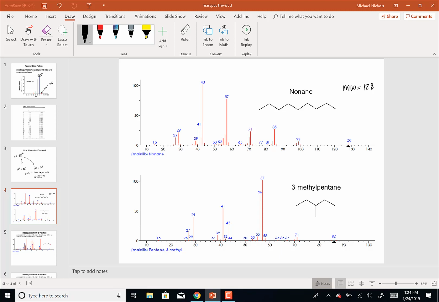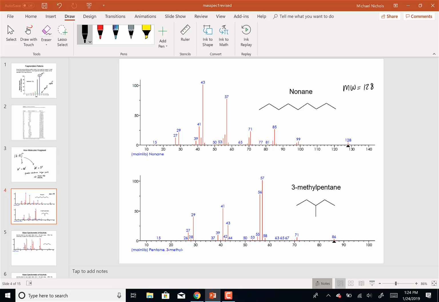Sometimes that works well. Another strategy might be to say, of the 128 of the intact molecule, what fragment am I losing to get me to 99? So I would take 128 and subtract 99 from it, and I would get a mass of 29. Good, that's what I was thinking.